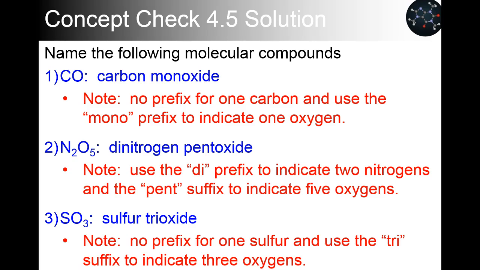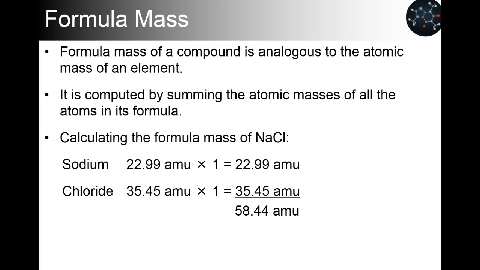Again, no prefix for the 1 carbon, and we use mono to indicate 1 oxygen for carbon monoxide. We use the di prefix to indicate 2 nitrogens, and the penta prefix to indicate 5 oxygens. Sulfur trioxide, no prefix for 1 sulfur, and use the tri suffix to, that should be, they're calling them a suffix, but it's on the front of the word.